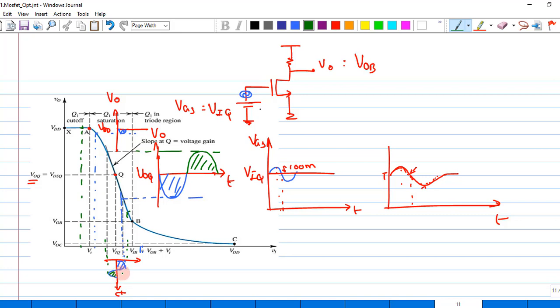Are you getting my question? The question here is: what is the maximum peak value that I can have around this Q point such that I am getting a symmetrical amplification for both the positive and the negative half cycles? How far can I go up and down? Okay, so I can just go all the way till this particular spot, right?